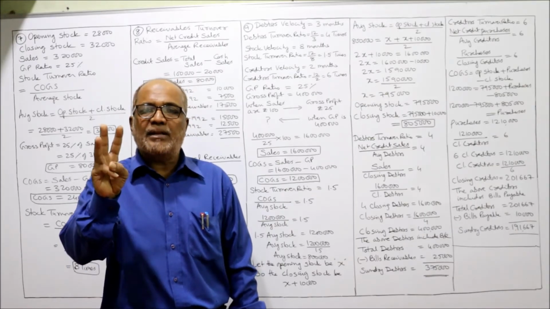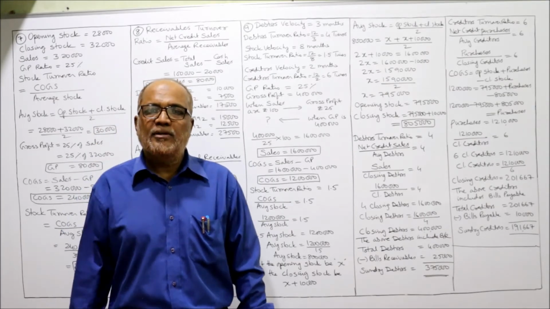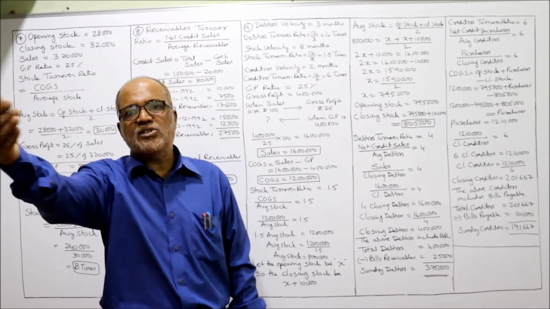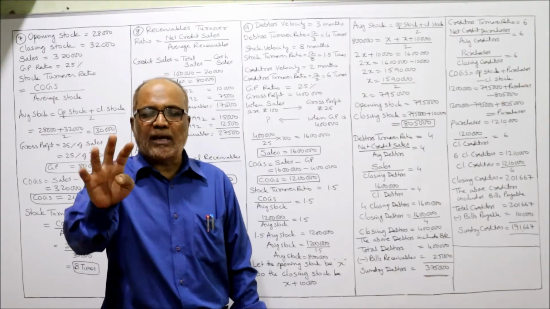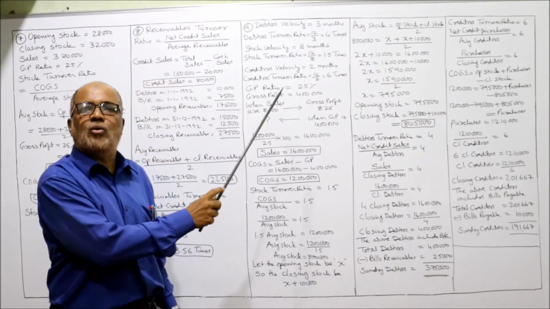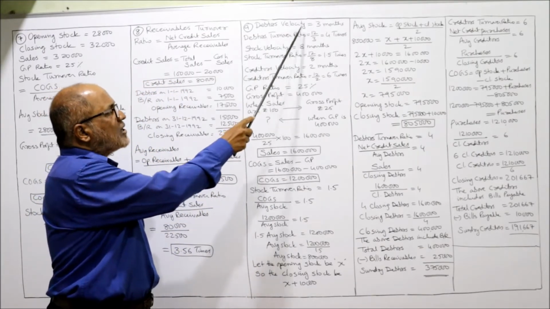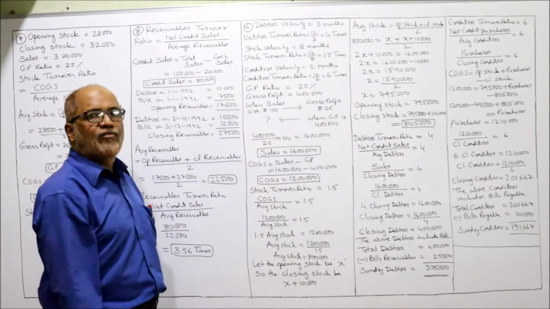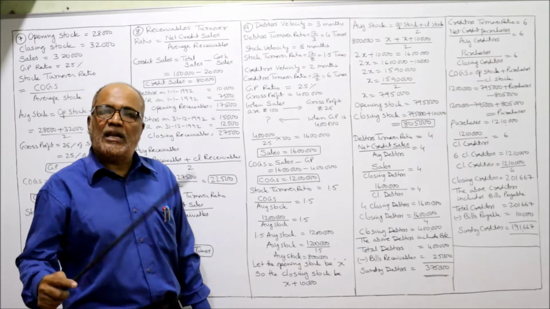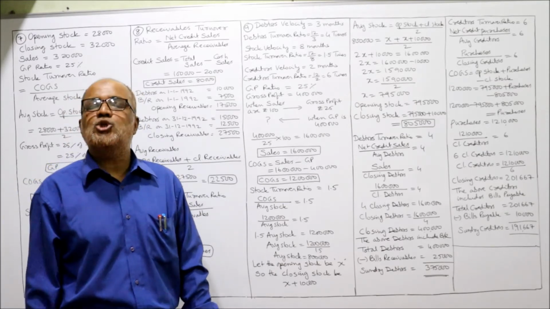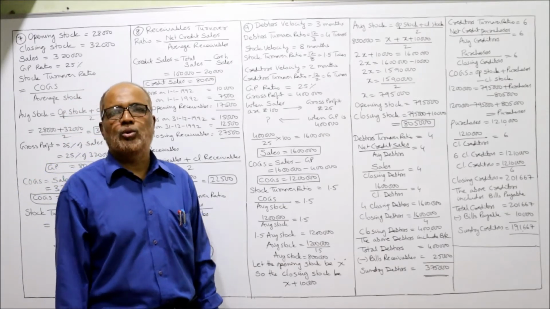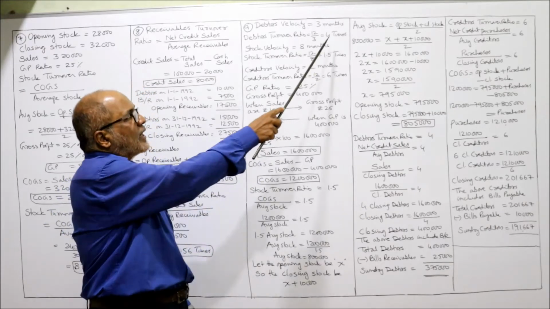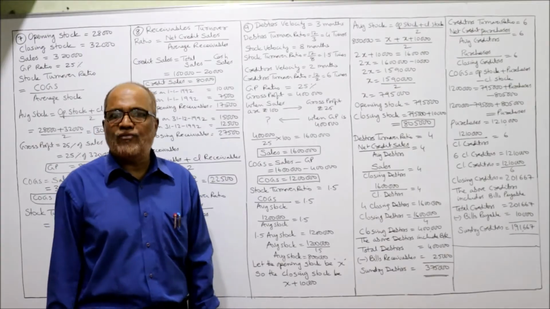So 3 months means every year 4 times. Every 3 months we are recovering. First 3 months, second 3 months, third 3 months, fourth 3 months. So 4 times. So we can find out the debtors turnover ratio. Debtors velocity is 3 months, so debtors turnover ratio is 12 by 3 is equal to 4 times. So we have converted the debtors velocity into debtors turnover ratio. Simply 12 divided by 3, you will get 4 times.